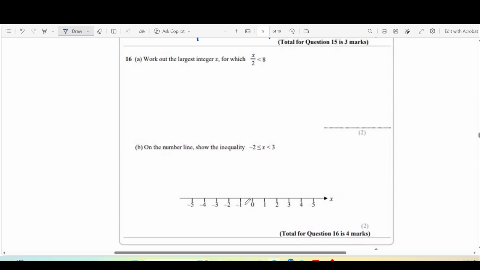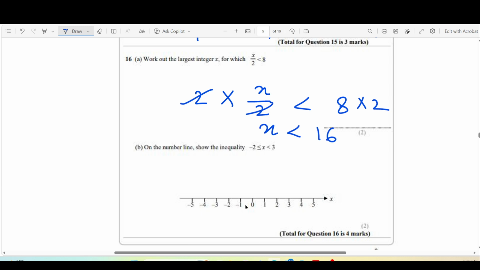So the next question is this. We have to work out x for which x over 2 is less than 8. Okay, so x over 2 is less than 8, so this 2 is in division. To get rid of this 2, we multiply both sides by 2, right? This will cancel out, and x will be 8 times 2, which is 16. So this is our answer. Now work out the largest integer x can be. Because x is less than 16, the largest integer is 15, right?